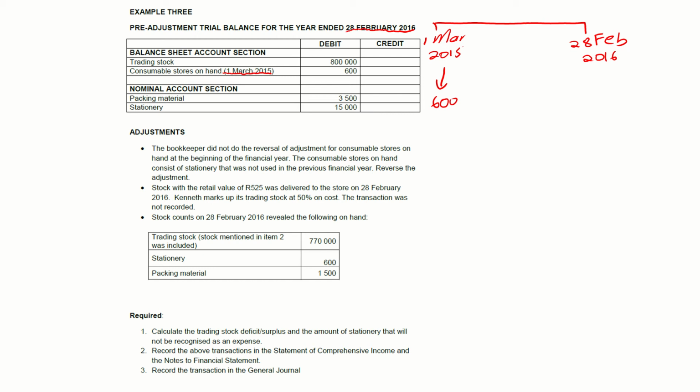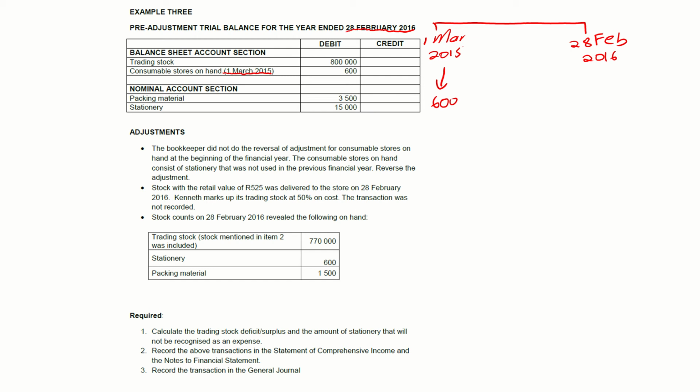These are consumable stores that were not used last year. Remember, I said to you, whenever you're dealing with consumable stores, it's simply your expense that may not be expensed because it was not used. Things like stationery may only be expensed when used. We did not use 600 worth of consumable stores on hand last year. I don't know what that consumable stores on hand was for. It might be for stationery, it might be for packing material, it might be for cleaning material. I do not know, but I know one of those was not used last year.